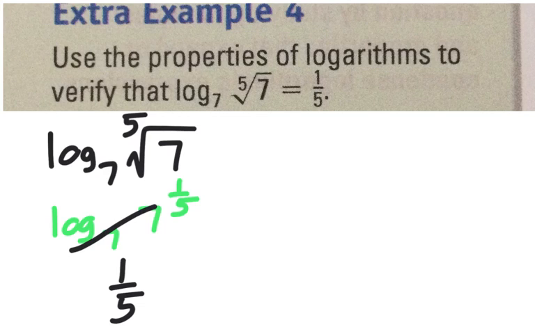Where you could have moved the 1/5 out front, being multiplied, and then dropped your exponents. Because again, what's a logarithm ask? It says 7 raised to what is 7 to the 1/5? Well, that's going to have to be a 1/5 is my answer.